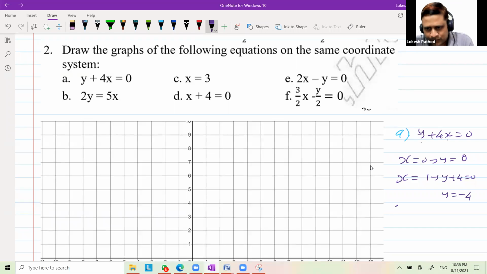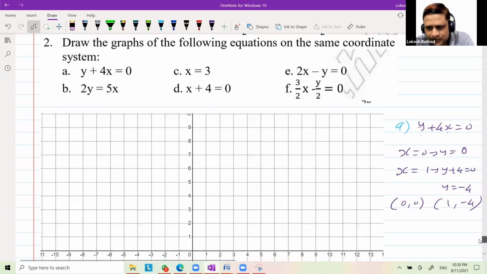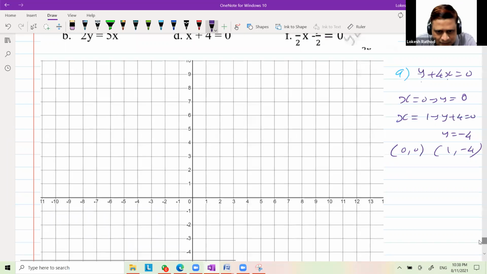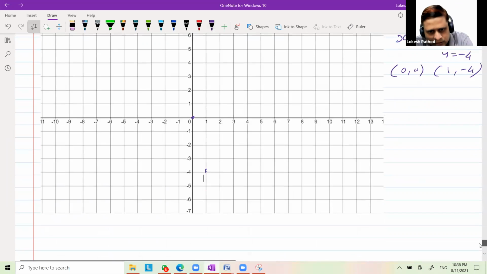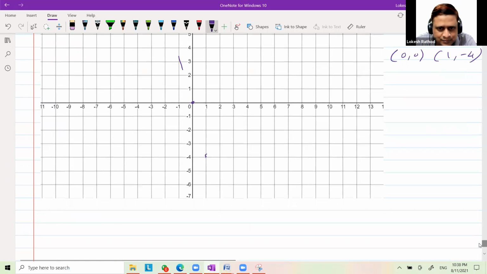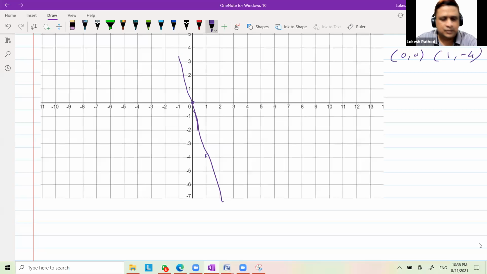So I've got 2 points. One point is origin, another point is x 1, y minus 4. Okay, so from these 2 points, I can draw the line, right? So one is origin, that is this point, and x 1, y minus 4, this point. So I simply join them to get this line. So there's the line.